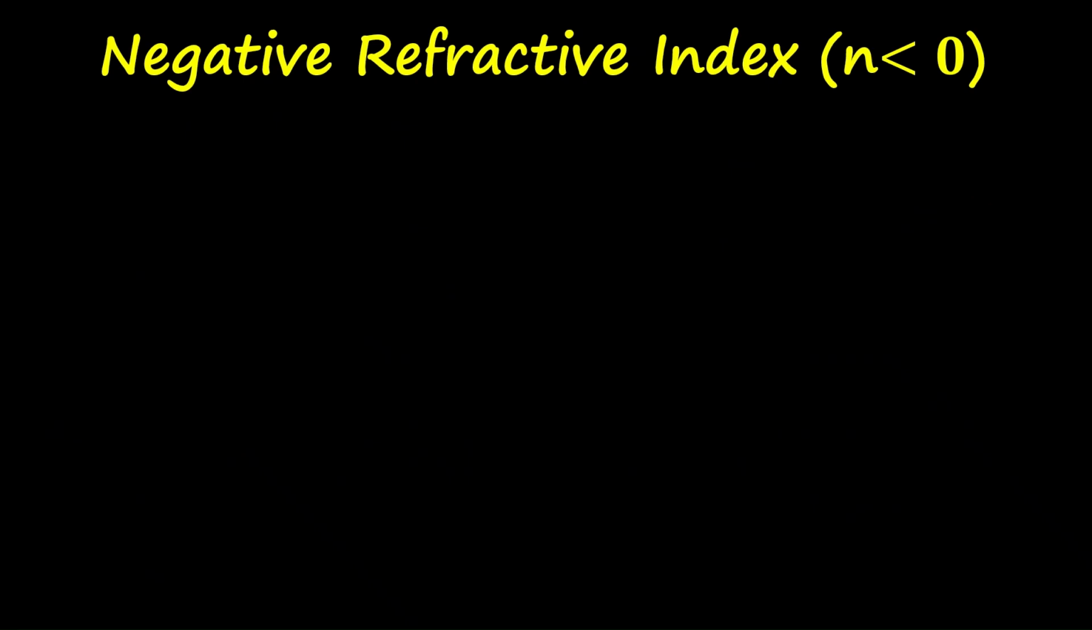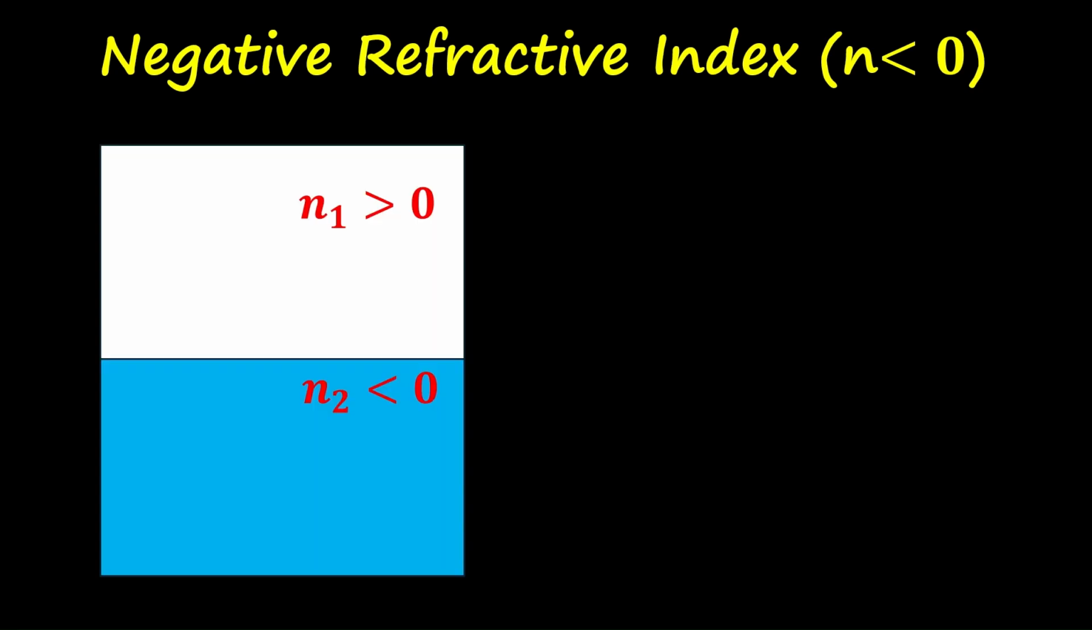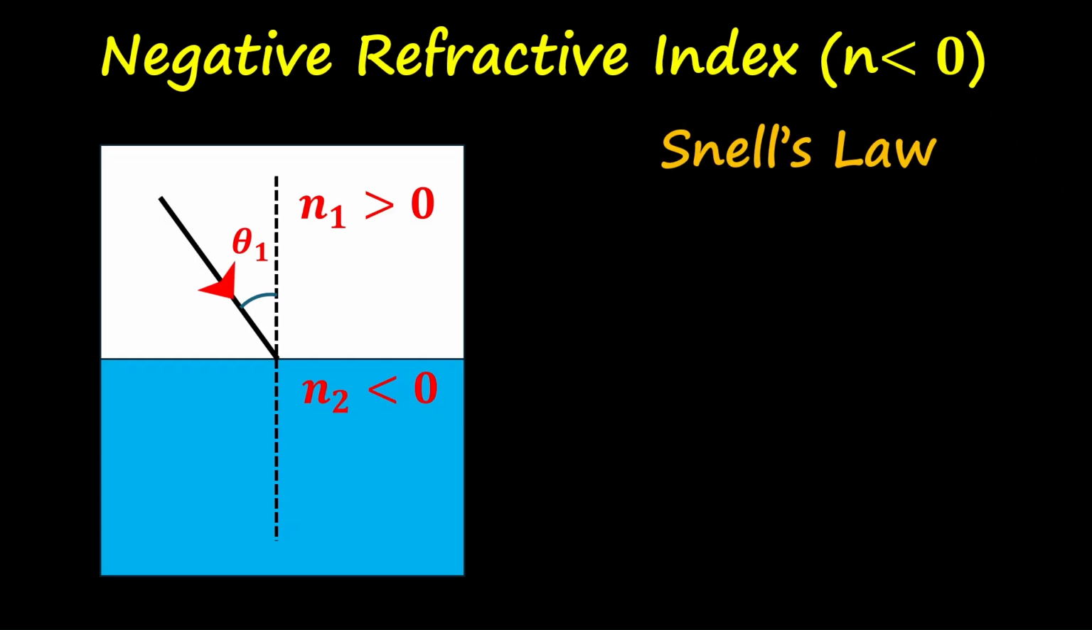Now let us try to understand how the ray will bend when it enters a negative refractive index medium. Let us assume two media. Medium 1 has a positive refractive index, and medium 2 has a negative refractive index. We will incident a ray from medium 1 at an angle theta 1. Now let us use Snell's law. From Snell's law, we get this relation.